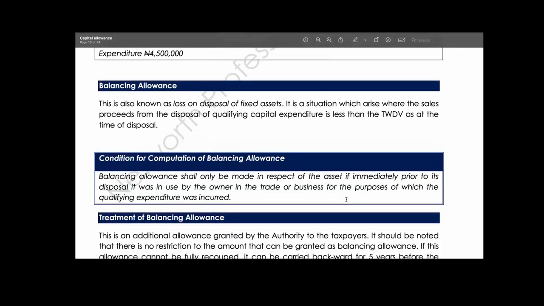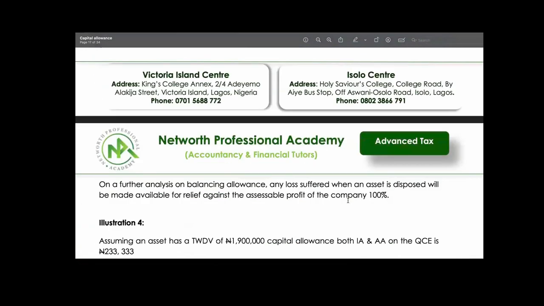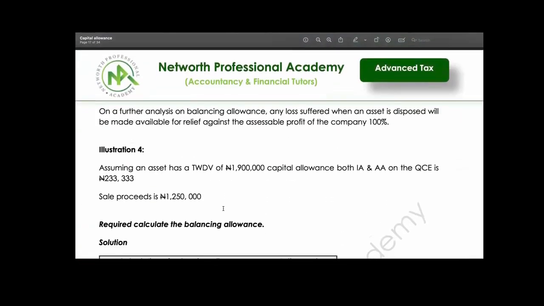Let's go straight to balancing allowance. Balancing allowance will occur in a situation where your sales proceeds is less than the tax written down value at disposal. It should be noted that balancing allowance is an additional allowance. It's an additional allowance. You don't restrict it. So the company can claim as much as capital allowance and balancing allowance they want, because there is no restriction to balancing allowance.